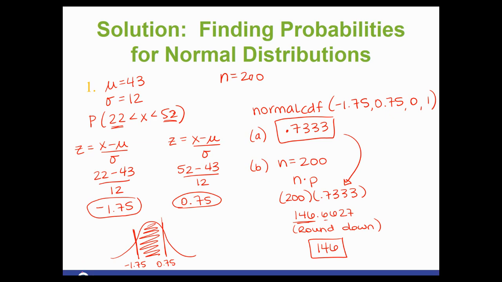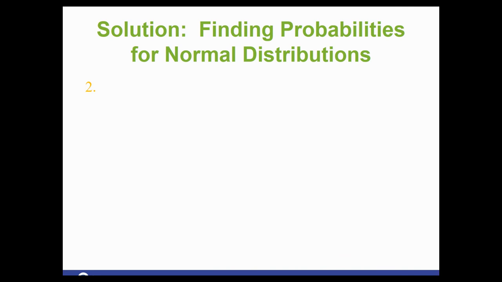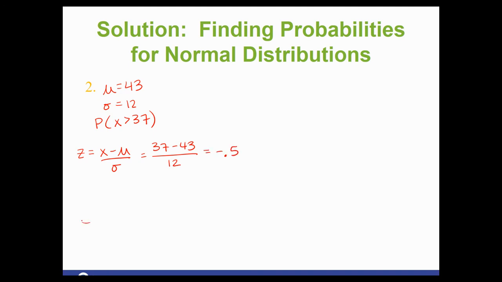Now we found the one that was between. We had another one we needed to find where it was greater than 37. So if we write out what we had again, we had our mean 43, standard deviation of 12. We're finding the probability of being greater than 37 this time. So we can start with our z-score formula. X is 37. We get negative 0.5. We can make a sketch of our curve. Since our z is negative, our line should be to the left of the hump. And since it is a greater than symbol, we want to the right of that.